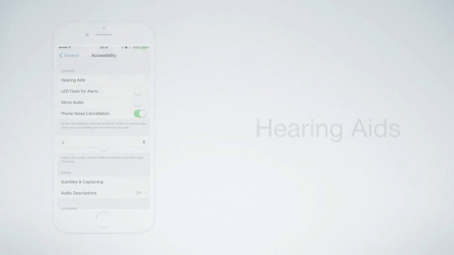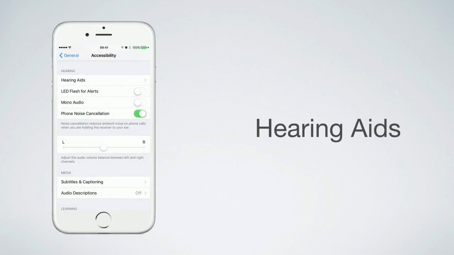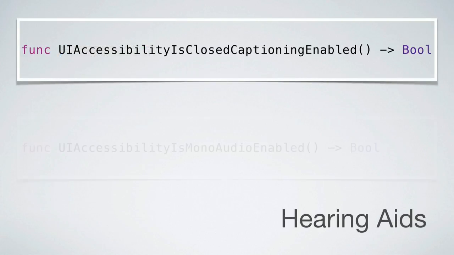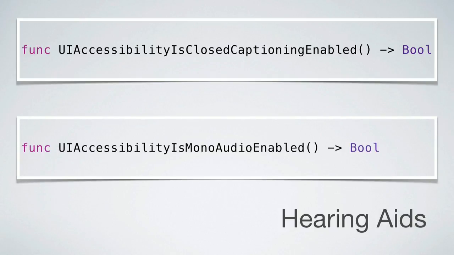And finally, for hearing issues, Apple provides hearing aids that are made to be used together with the iPhone to improve hearing quality. And the user can set subtitles, audio, and so on. So in your app, you're able to verify if it's enabled to include it.